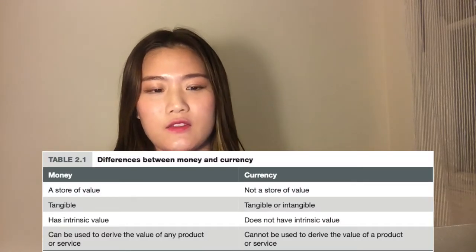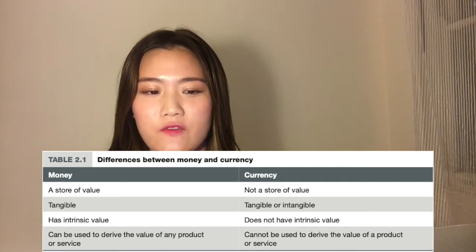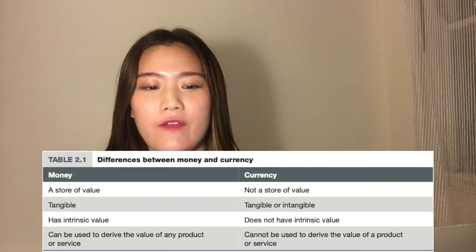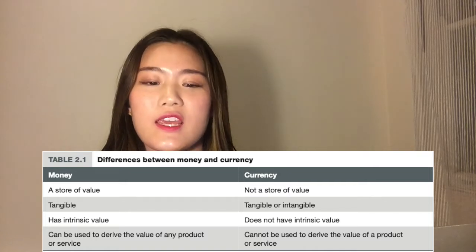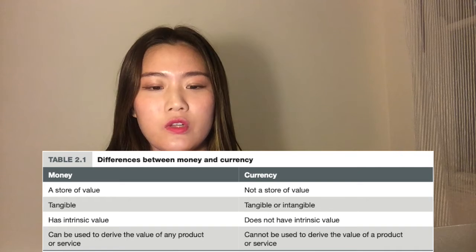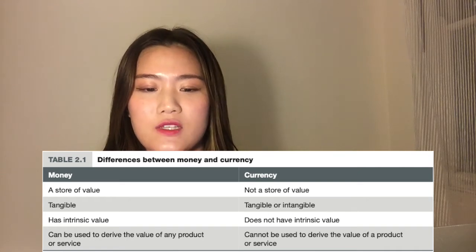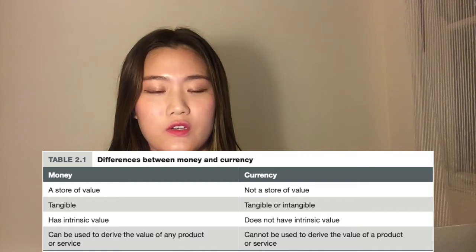So the difference between money and currency is money is a store of value. It is tangible, it has intrinsic value, and it can be used to derive value of any product or service. Whereas currency is not a store of value, it is tangible or intangible. It does not have intrinsic value and it can't be used to derive value of product or service.